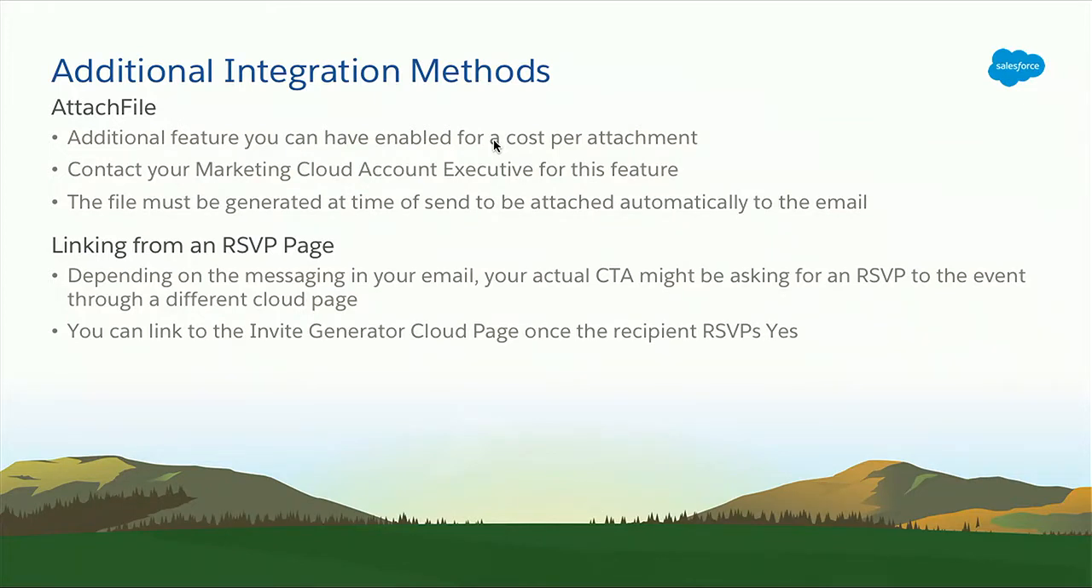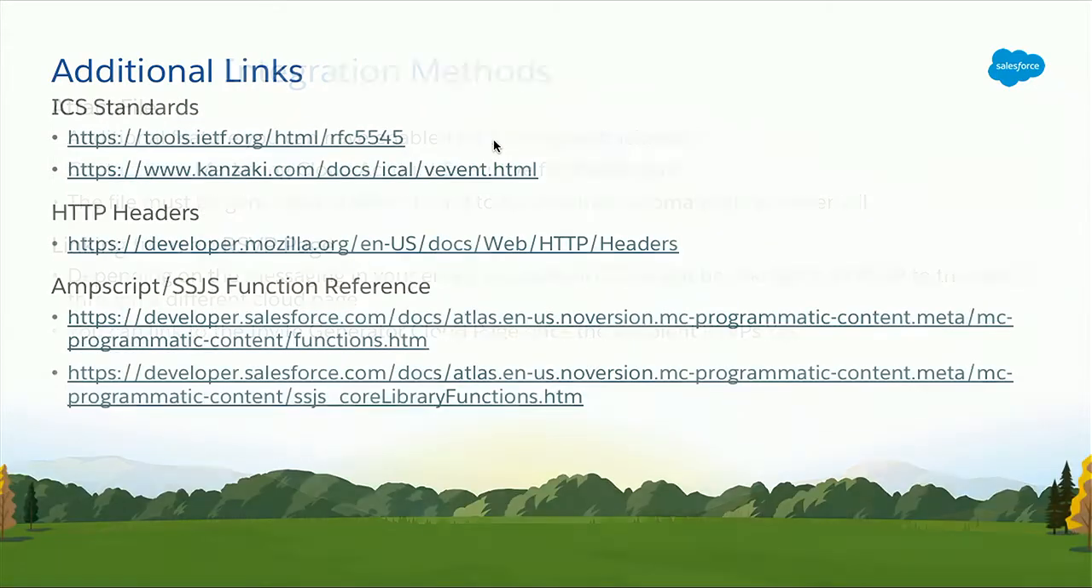The other way you could do it is to link from an RSVP page. So actually in your email, you might want to send people out to a registration form to collect some more details like dietary requirements, if they're bringing some other guests and what their details are. And then once that registration or that form has been submitted, then you might want to link out to the invite generator page.